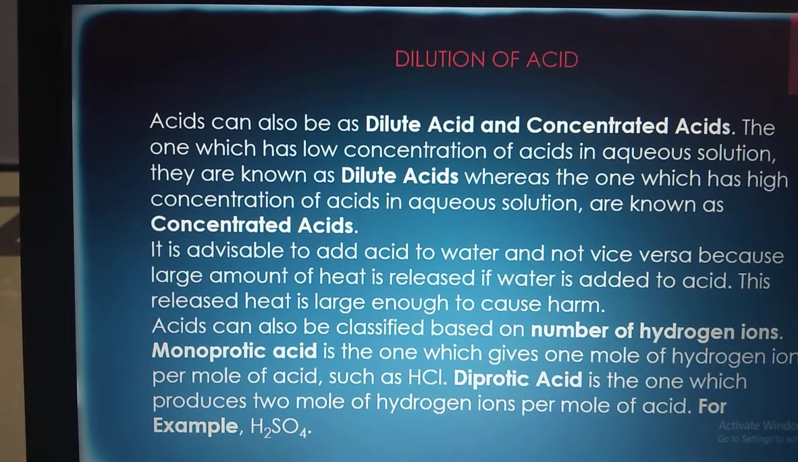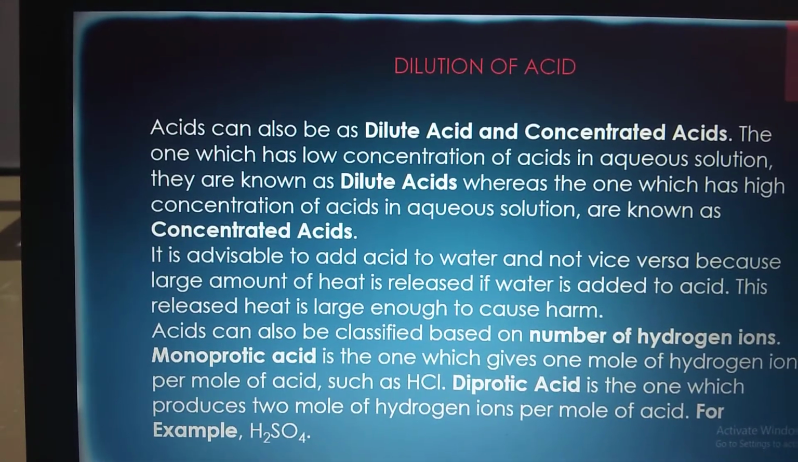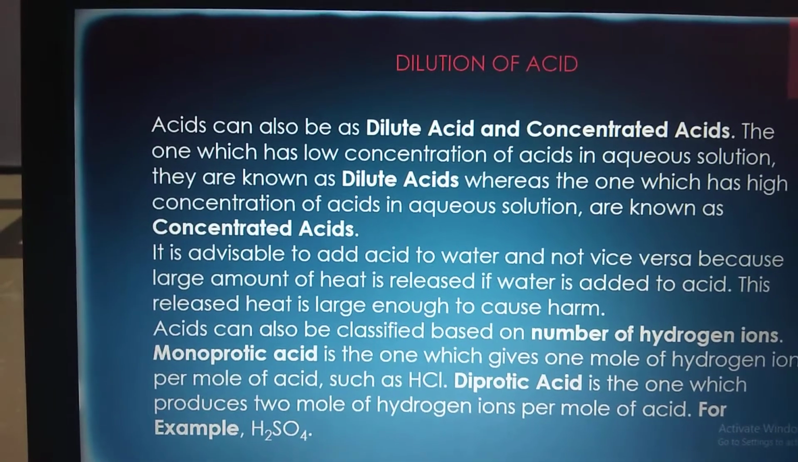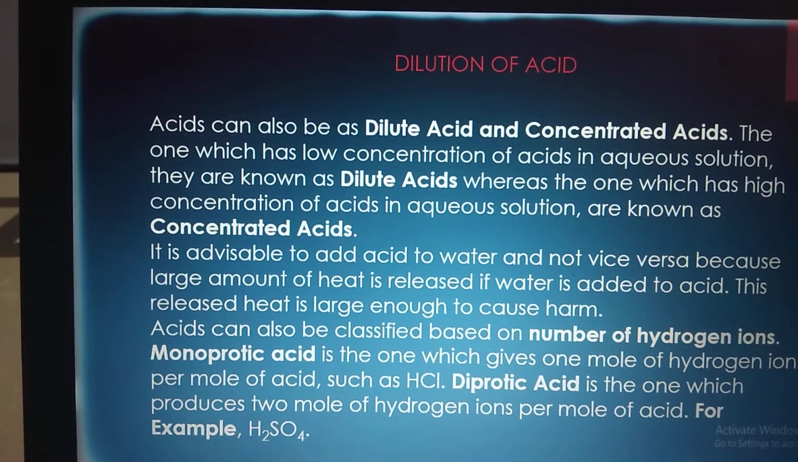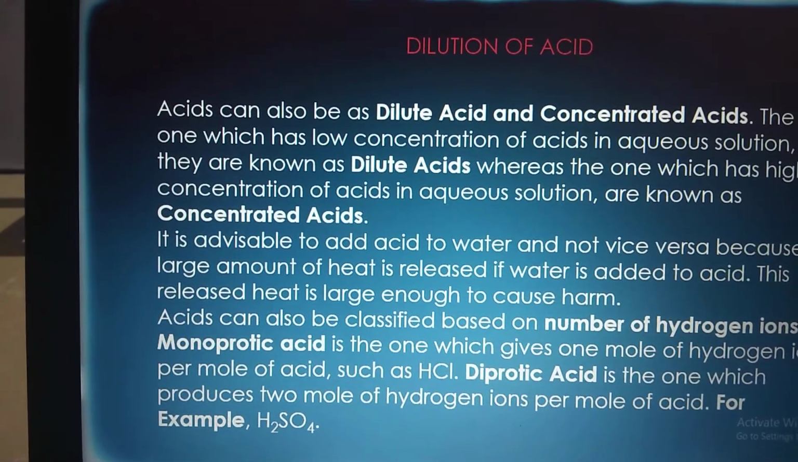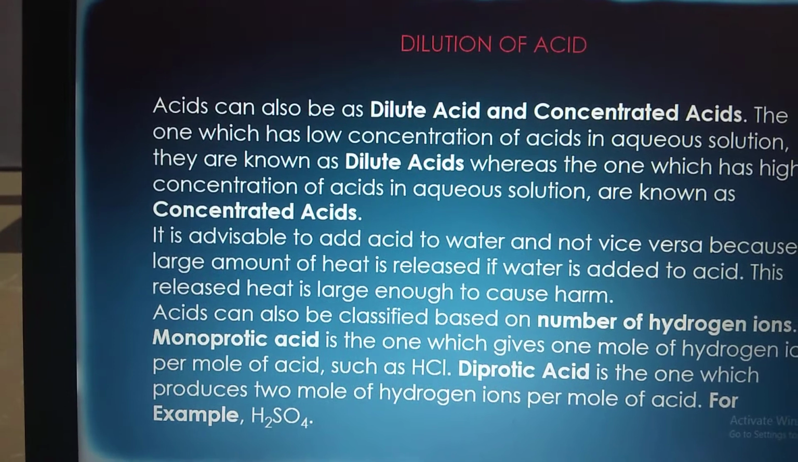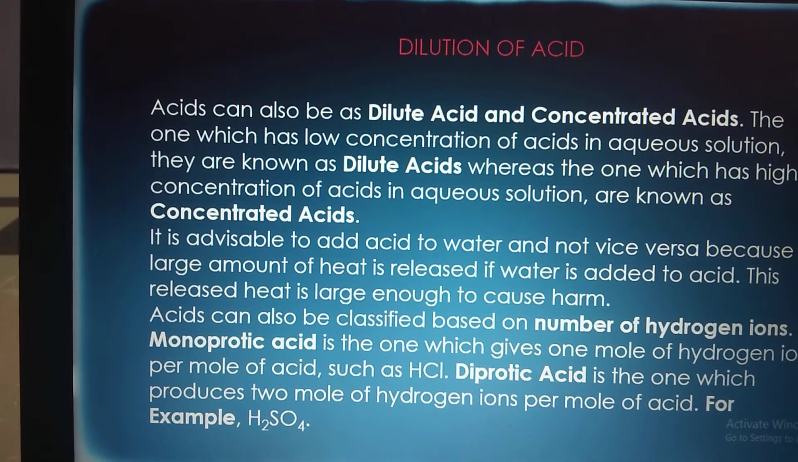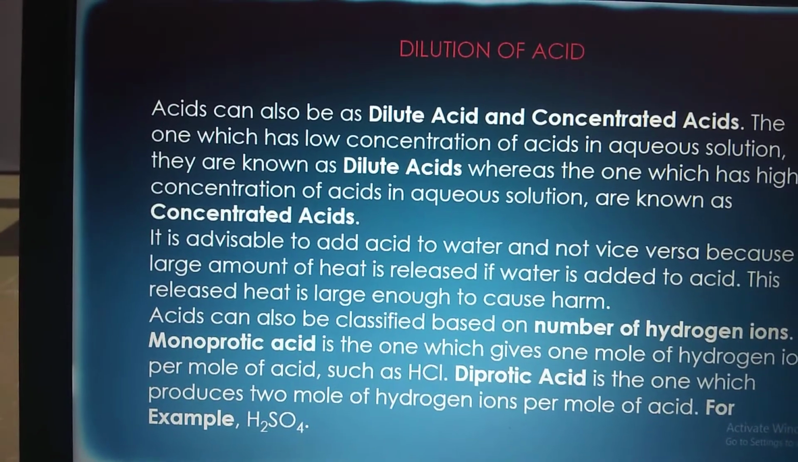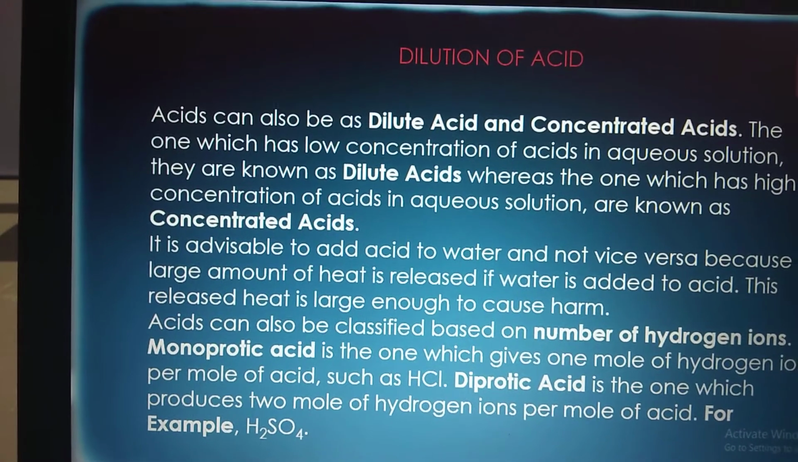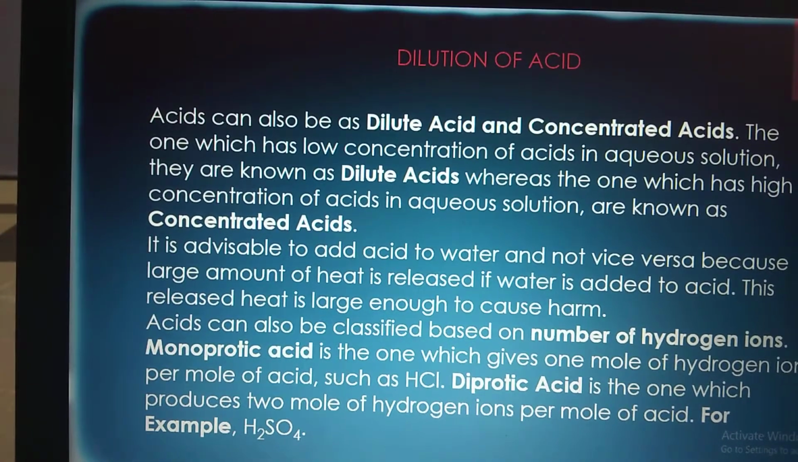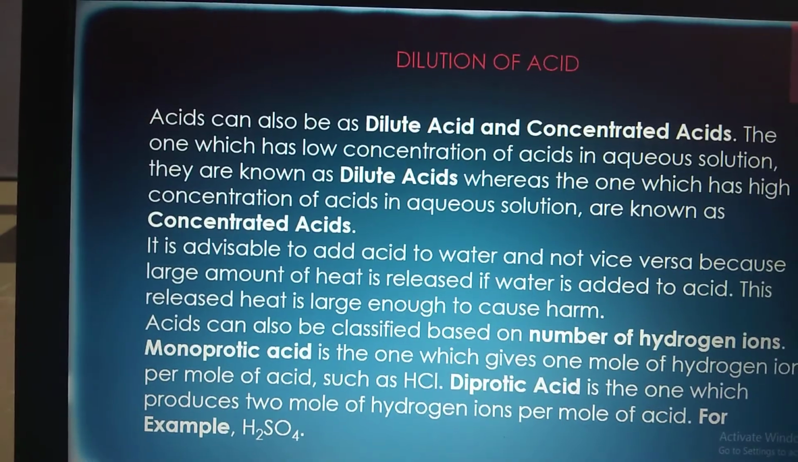Now, acids can also be classified based on the number of hydrogen ions present in them. Monoprotic acid is one which gives 1 mole of hydrogen ions per mole of acid, such as HCl. Diprotic acid is one which produces 2 moles of hydrogen ions per mole of acid. For example, H2SO4.